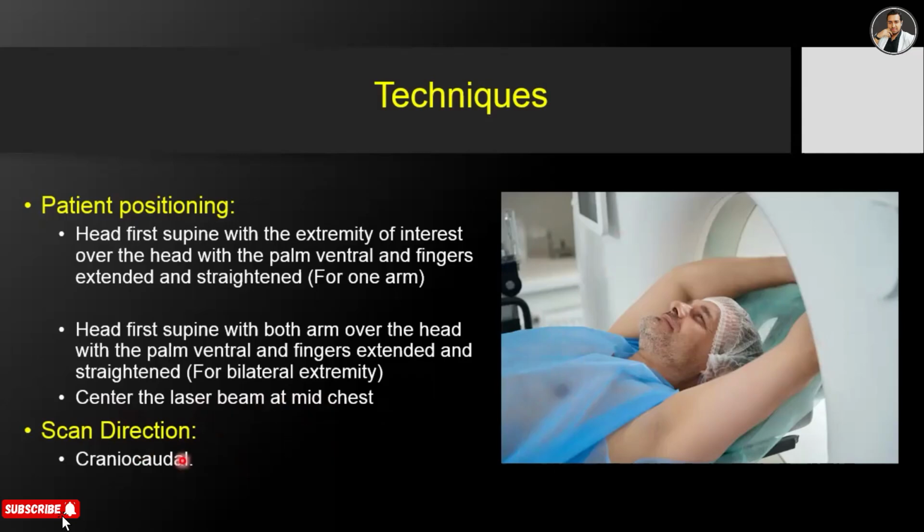The main scan will be cranio-caudal. The first scan will be from the chest to the end of the hand. It will be a caudo-cranial scan. But the angiogram scan will be cranio-caudal. It will start from the top and go to the bottom.